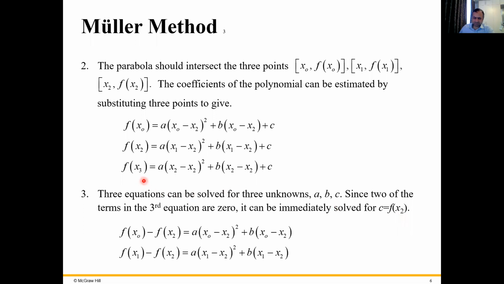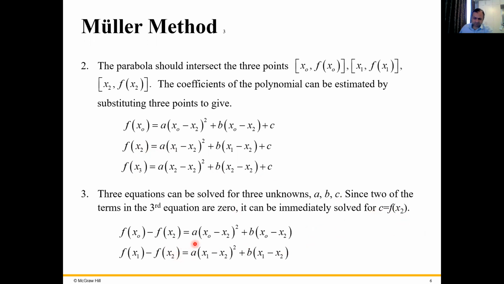Fx, sorry, I think there is a typing error over here. It should be fx1 over here, because we have replaced x with x1. And here, instead of fx3 it should be fx2. Okay, so C is equal to fx2, and then the other two equations can be solved.